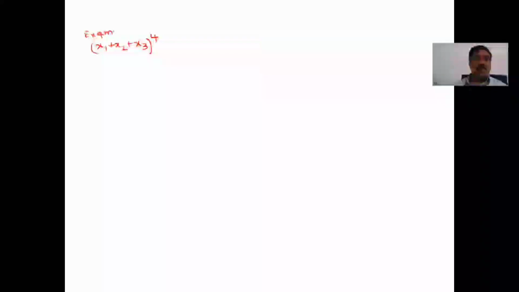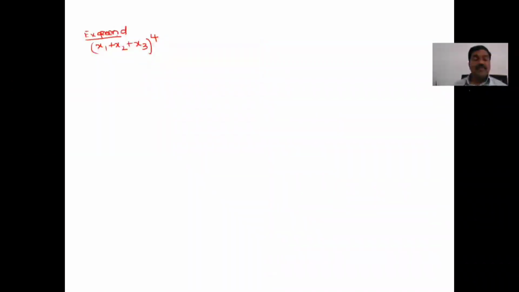Now let us take one important aspect for the entire class. This is one of the important topics: how you expand a multinomial. So all of you, please listen carefully to this topic. Let's take, just for example, I want to expand x1 plus x2 plus x3 whole power 4. The question is something like, expand this. Everyone, please listen carefully.